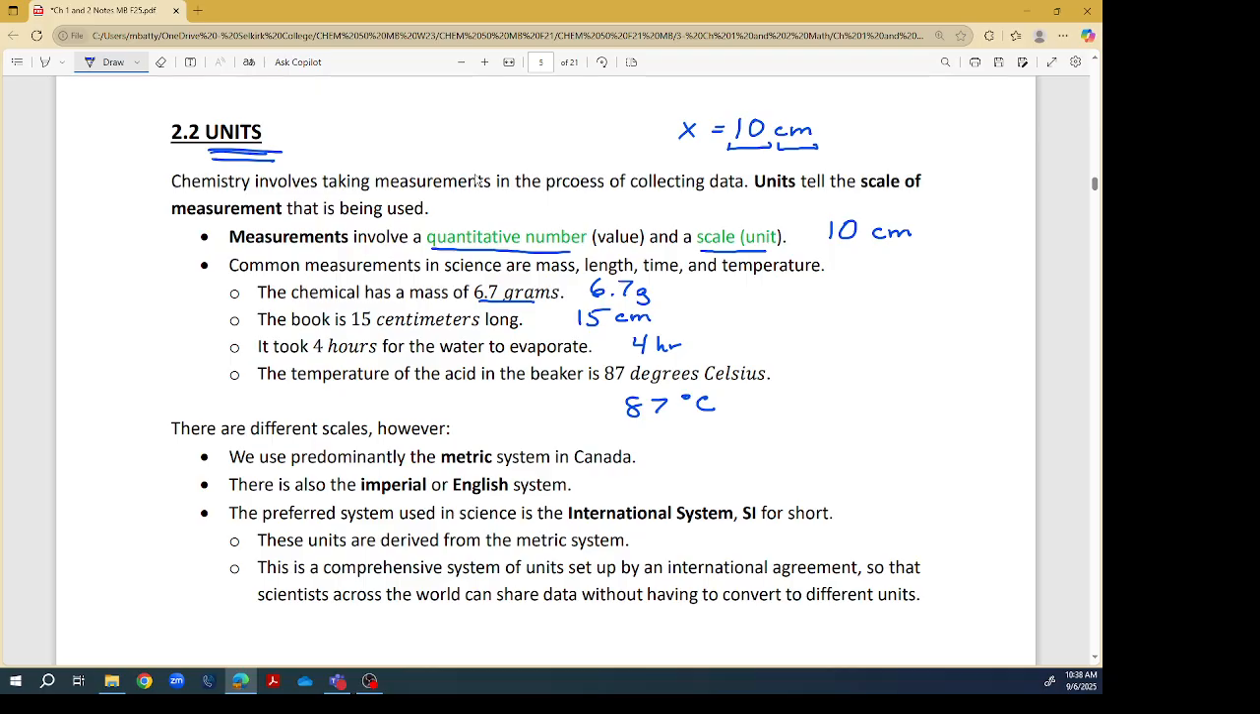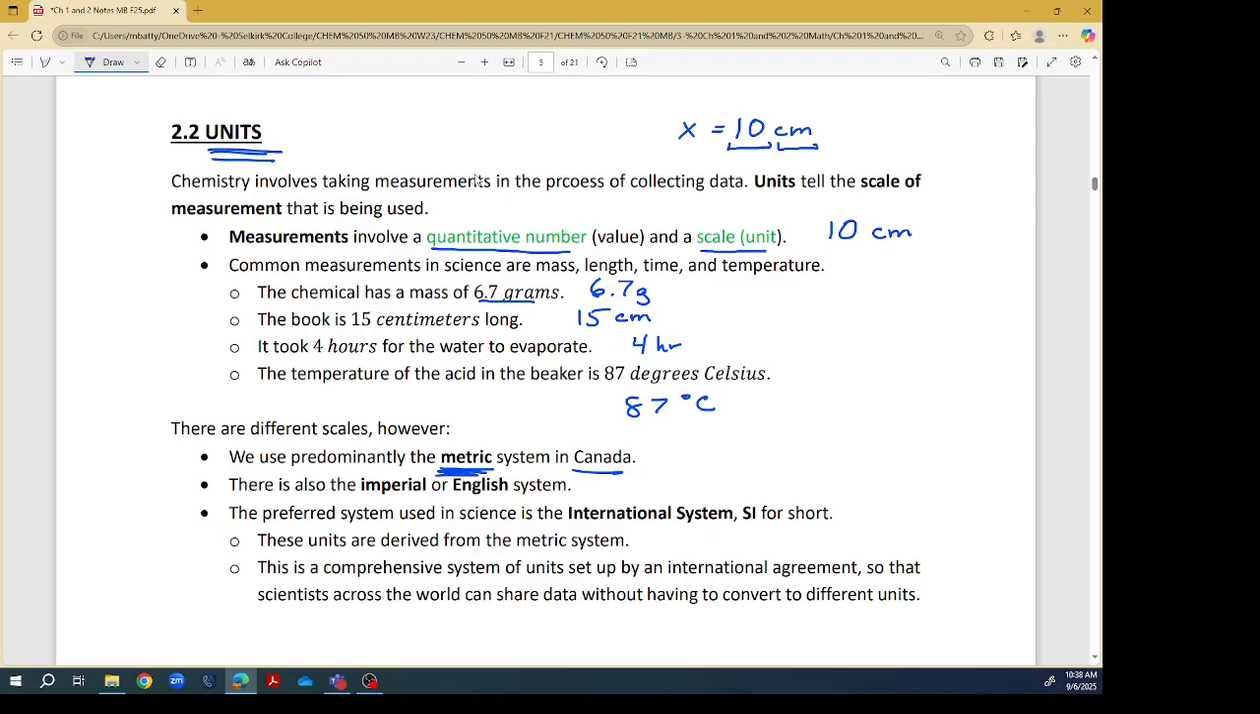And so there are different scales. Mostly we use the metric system in Canada because of our proximity to the States and the fact that they use the imperial system of measure. We do have some things, like I don't know how tall I am in centimeters, but I do know how tall I am in feet and inches. And so we have a bit of a blend in Canada, but in the world of science, we purely use the metric system.